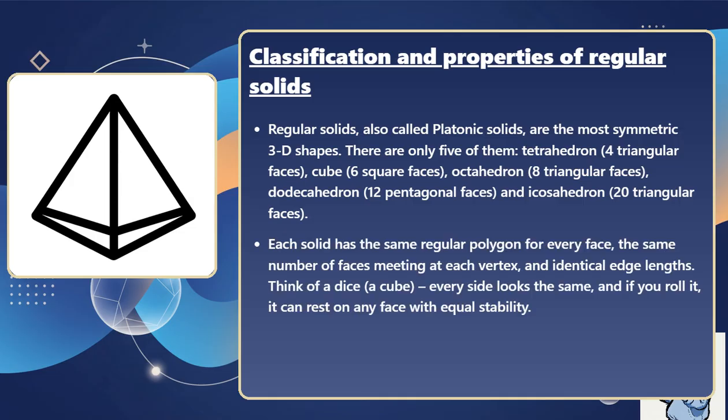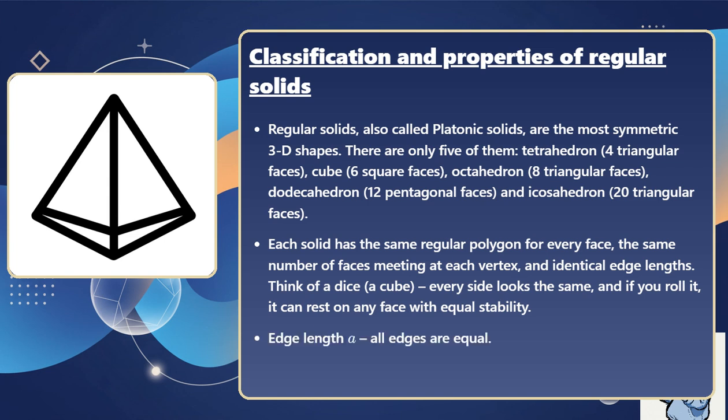Each solid has the same regular polygon for every face, the same number of faces meeting at each vertex, and identical edge lengths. Think of a dice, a cube. Every side looks the same, and if you roll it, it can rest on any face with equal stability.